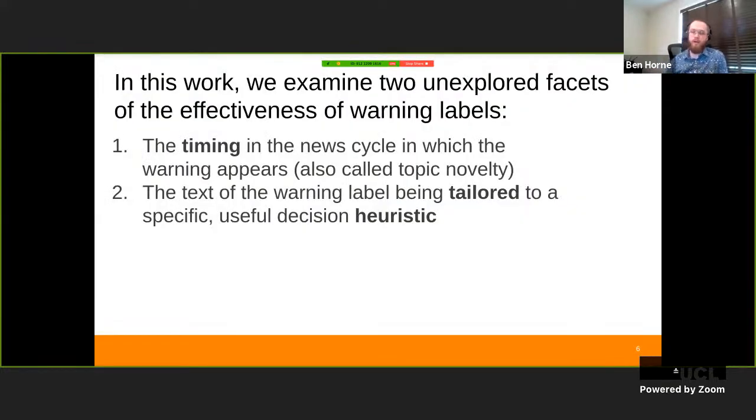Specifically, we examine two unexplored facets of the effectiveness of warning labels. The first one is the timing of the warning label. How early in the news cycle do we show this warning label? You'll see this gets a little complex, so sometimes I'll call it topic novelty, because it very much depends on how new the topic is in the news cycle. And the second one is, rather than giving a generic warning label where we're just saying this is false or this is disputed, can we tailor it to be more specific to decision-making heuristics that we already know are being used when humans are assessing false information? I'll describe that one as well in just a minute.